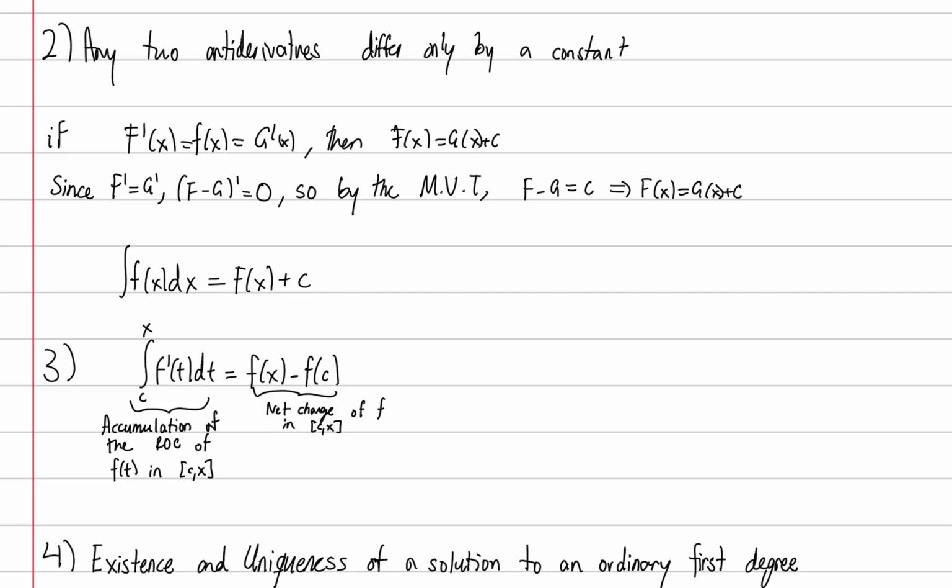This third interpretation is rather important for FRQs. That is, the integral from c to x of f prime of t, remember f prime is the rate of change of f, is saying that the accumulation of the rate of change of f in the interval is just the net change of f in the interval. I cannot explain just how important that is and how much you'll be using it, but it's very important.